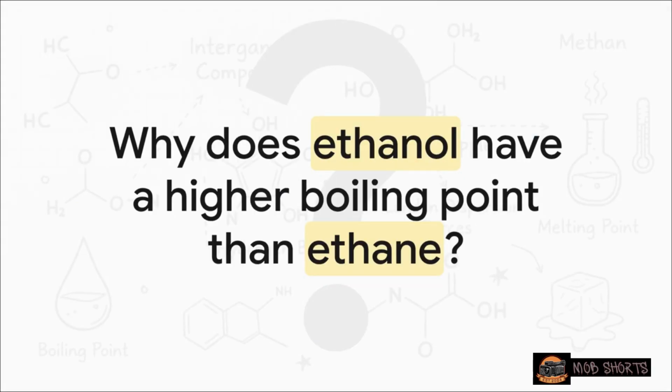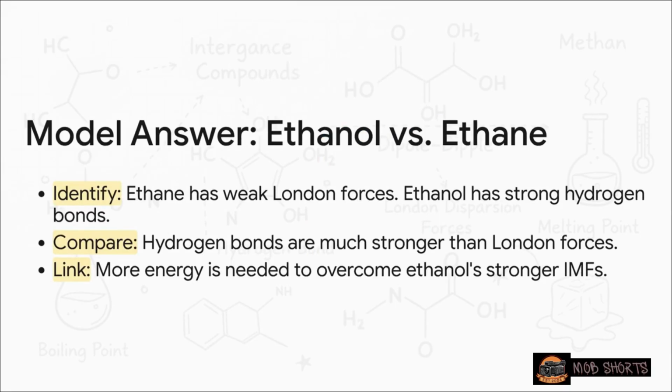Here's a classic exam question. Explain the boiling point difference between ethanol and ethane. Okay, take a second. Think about those 3 steps. Identify, compare, link. And here's the perfect answer. Step 1, identify. Ethane has weak London forces. Ethanol has strong hydrogen bonds. Done. Step 2, compare. The hydrogen bonds in ethanol are much stronger than the London forces in ethane. Easy. Step 3, link. Therefore, more energy is required to overcome the intermolecular forces in ethanol. That's why it has a higher boiling point. Boom, full marks. Simple, structured, and gets you all the points.